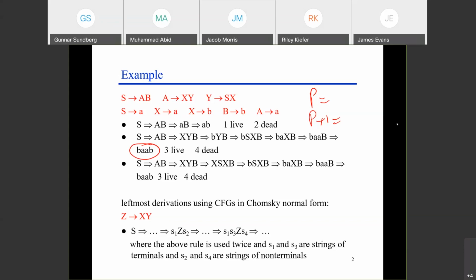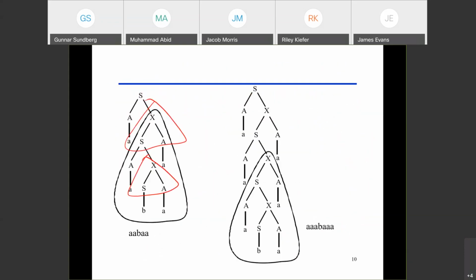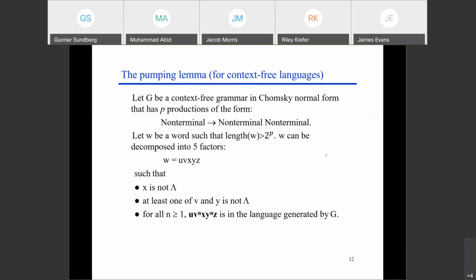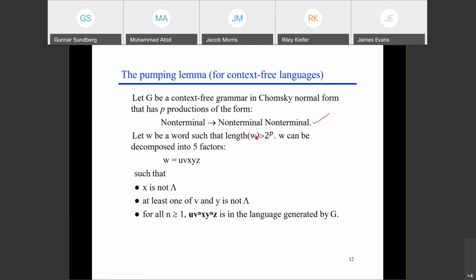Mainly we want to use this concept for the size, to use in the pumping lemma. The pumping lemma for context-free languages: let G be a context-free grammar in Chomsky normal form that has P productions. The grammar is in Chomsky normal form with P productions of this form, and the size of the word is greater than 2 raised to the power P. It means that somewhere you are reusing some production rule again. How can we figure out which ones?